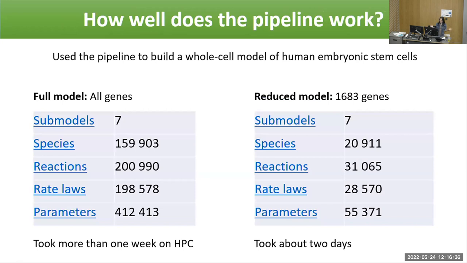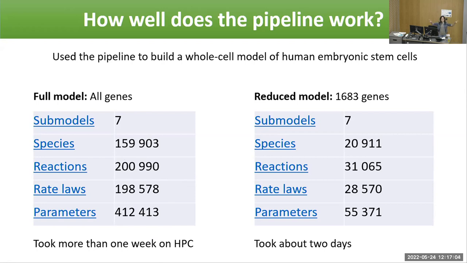So how well does it work? I've used this pipeline to build a whole-cell model of human embryonic stem cells. I currently have 2 versions of the model. The first model was a full model, which contains all the 20,000 genes. And this table here shows you, for example, in this full model, the number of reactions is more than 200,000. And it took me more than 1 week on an HPC to generate that. And that is from the knowledge base.